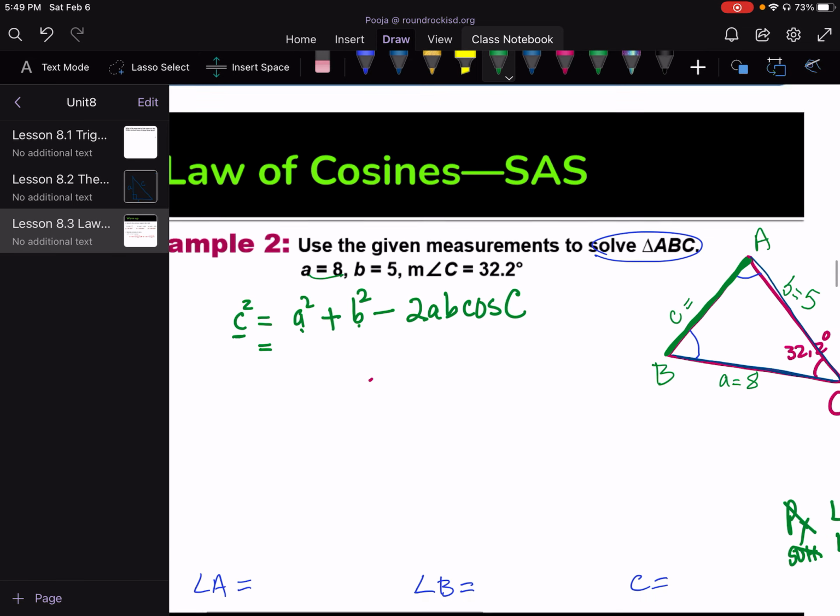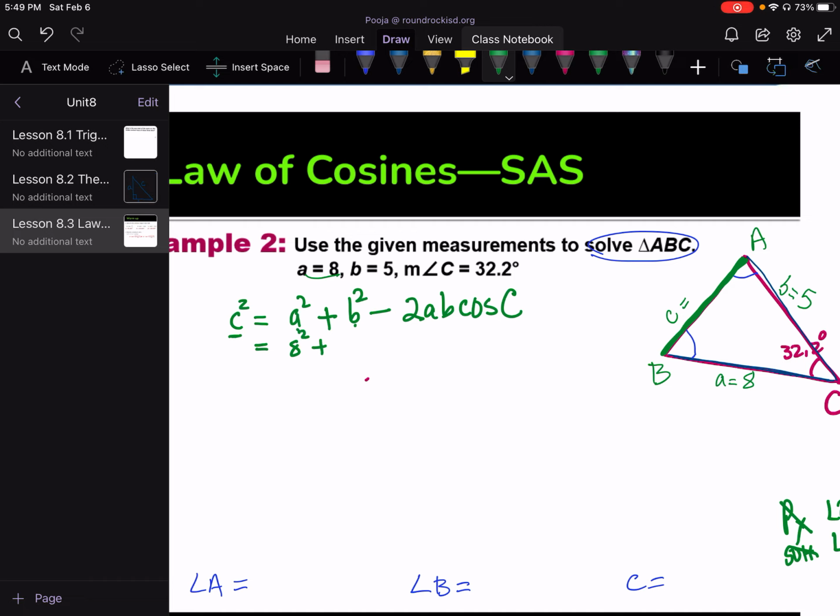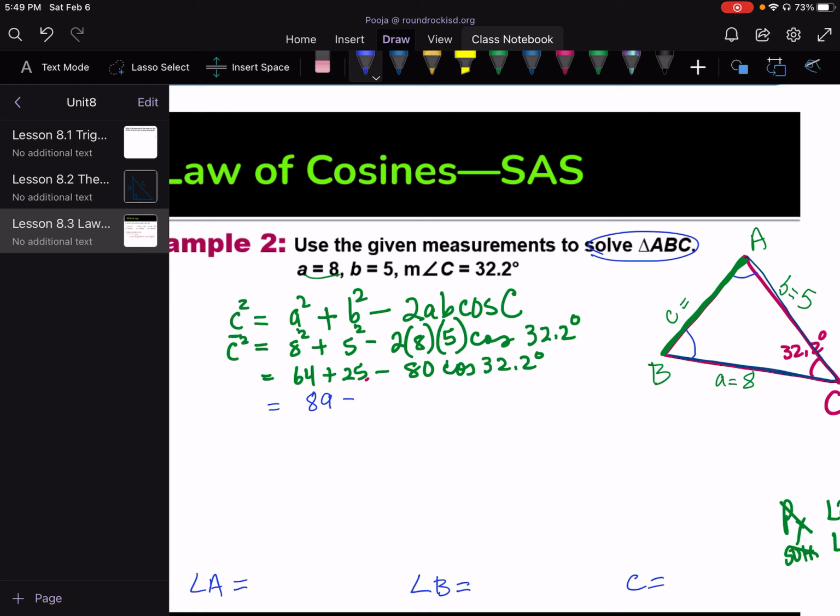Now I'm going to start substituting. And this is slightly harder than sine, so look at the calculation part carefully. Angle C is 32.2 degrees. C squared is what I'm trying to find, so I start doing the best I can. Minus 2 times, this is 40, 40 times 2 is 80, cosine of 32.2. And at this point, most of the kids, from my experience, get really tempted. Actually, let me go ahead and add this too. 25 plus 64 is 89, right? Minus 80 cosine of 32.2 degrees.